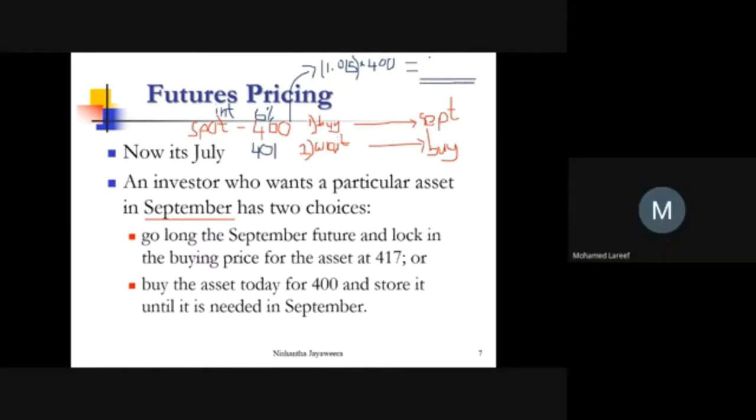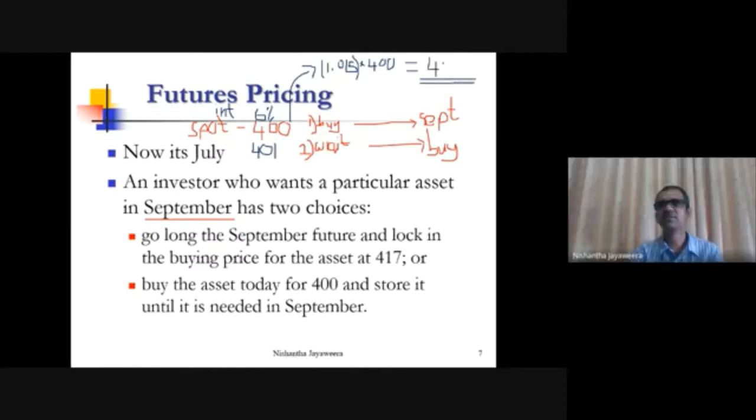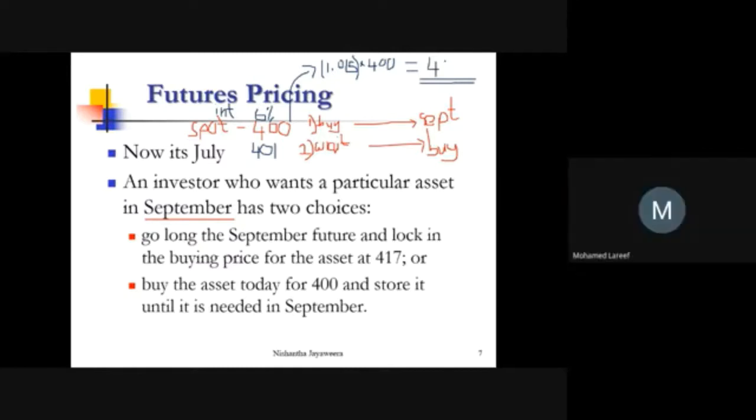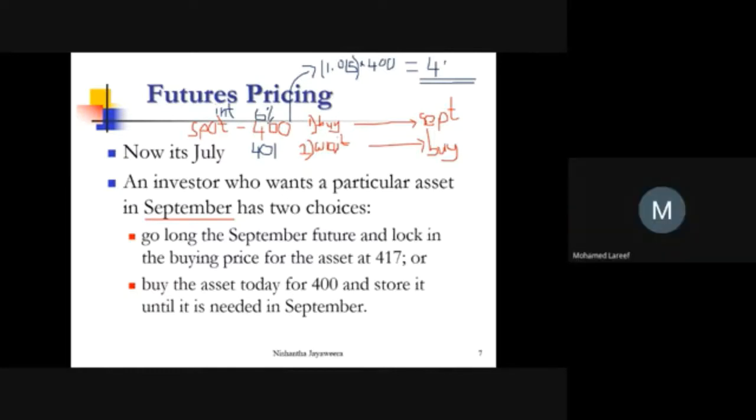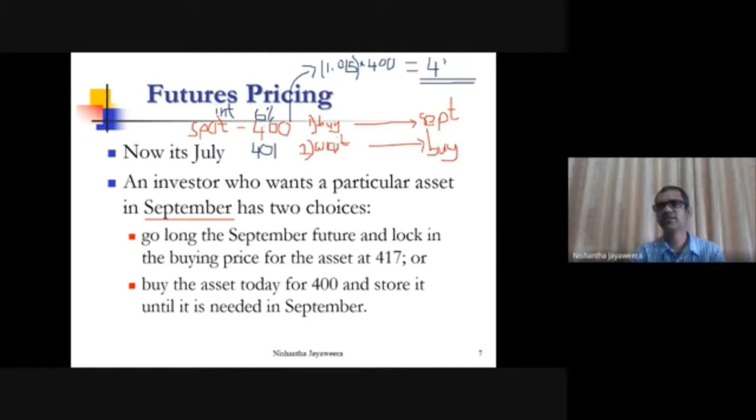401.5. 401 point. For 3 months, 6%. I take it as annual. Yes, 6%. This is annual. Yes, definitely. This is 6% annual. For 3 months, 406. 1.015 into 400. You get 406.